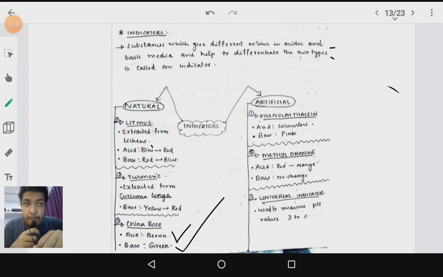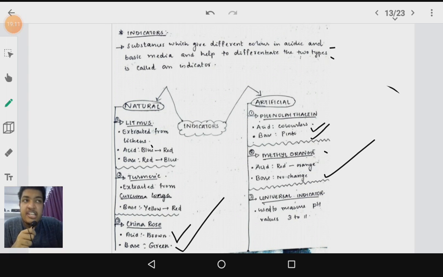Talking about the artificial indicators, the first one is phenolphthalein. Phenolphthalein will become colorless in the presence of acid, and it will change to pink when it reacts with a base. Next one is methyl orange. Methyl orange changes its color from red to orange when we put some acid, and if we put some base, there is no change happening. Now there is the universal indicator, which is used to measure pH values between 3 to 11.